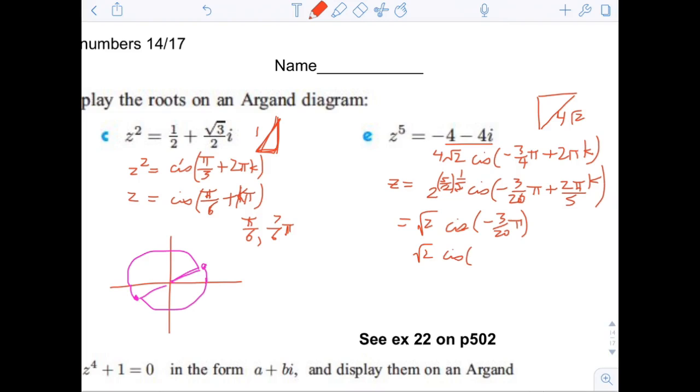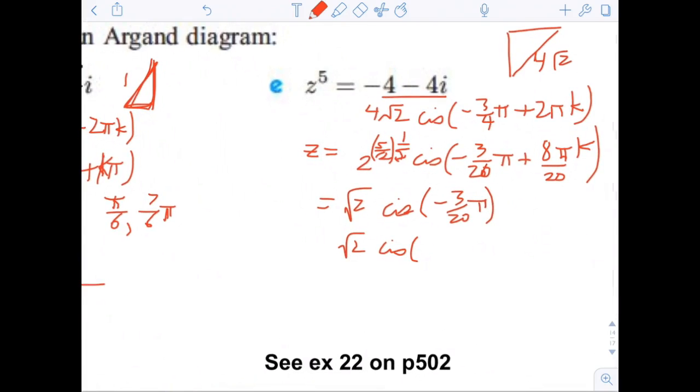And then the next one's going to be -3/20 pi plus, instead of 2/5, I'm going to write it in terms of 20. So instead of 2/5, it'll be 20 on the bottom, and it'll be 8 on top. 2/5 is 8/20. So my next value is going to be 5/20 pi, because 8/20 pi plus -3/20 pi is 5/20 pi, which is equal to square root of 2 cis pi over 4.